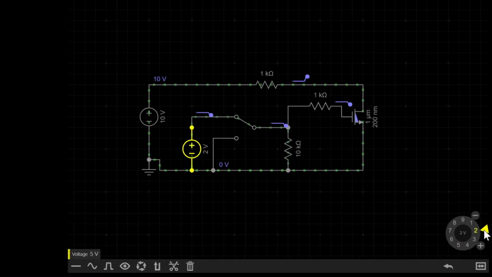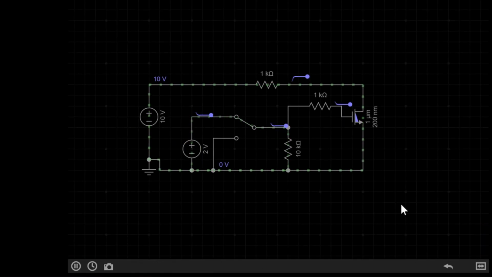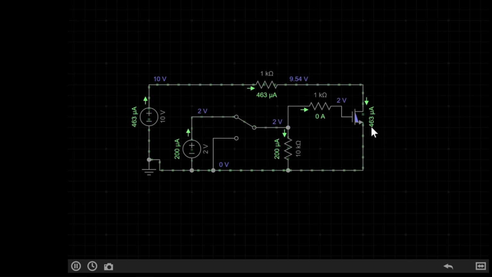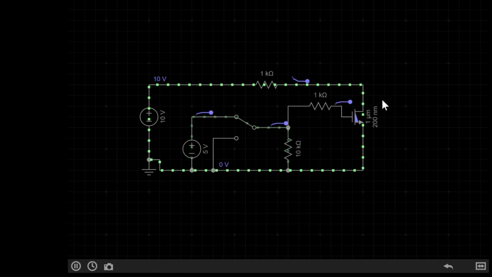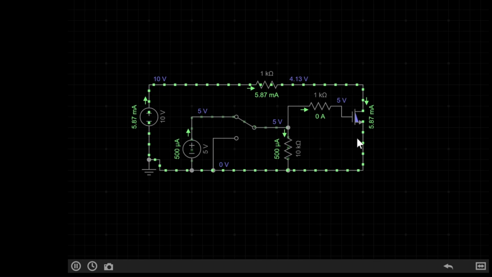If I set the gate voltage back down to 2 volts, as we saw before, we get 400 microamps. If I set it up to say 5 volts, as we saw before, the drain current being allowed through the MOSFET goes up to 5.8 milliamps. This simulation corresponds well with our previous graph.